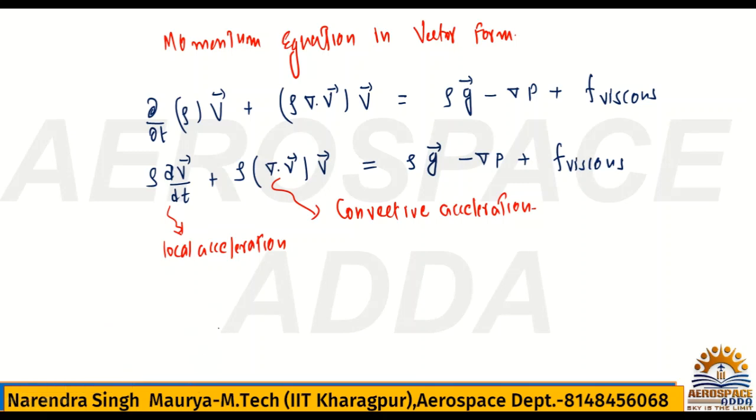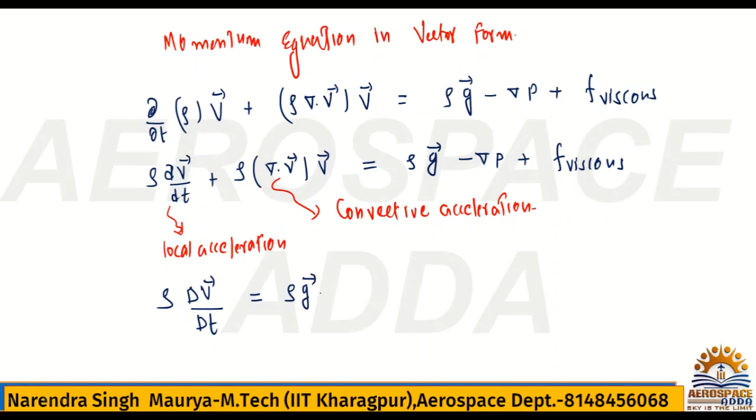Okay, so this will be rho d v vector. This is the total acceleration, or material acceleration, or substantial acceleration. This is the final, I mean, easiest form of the momentum equation, the shortest form you can say.